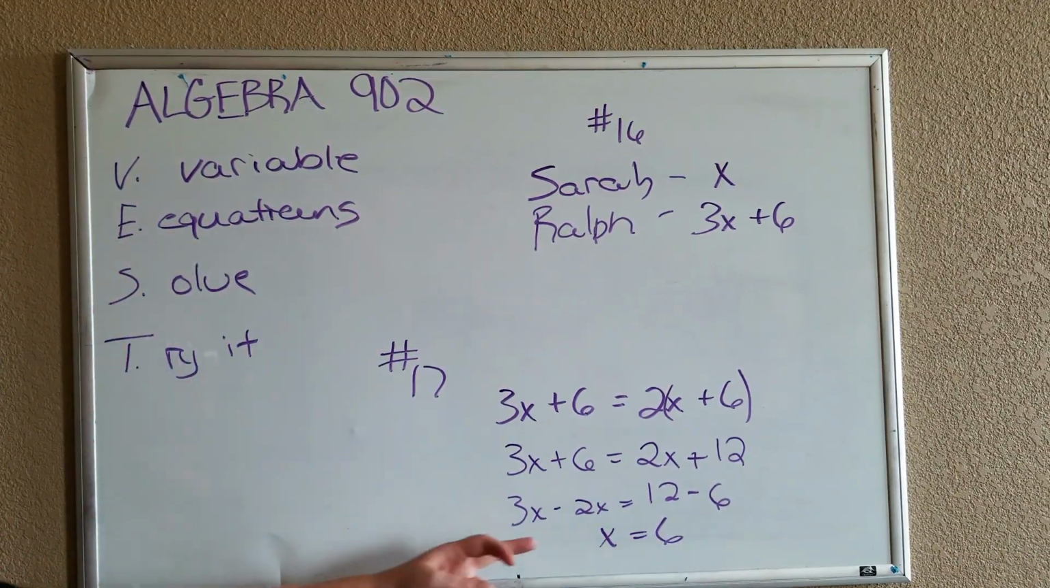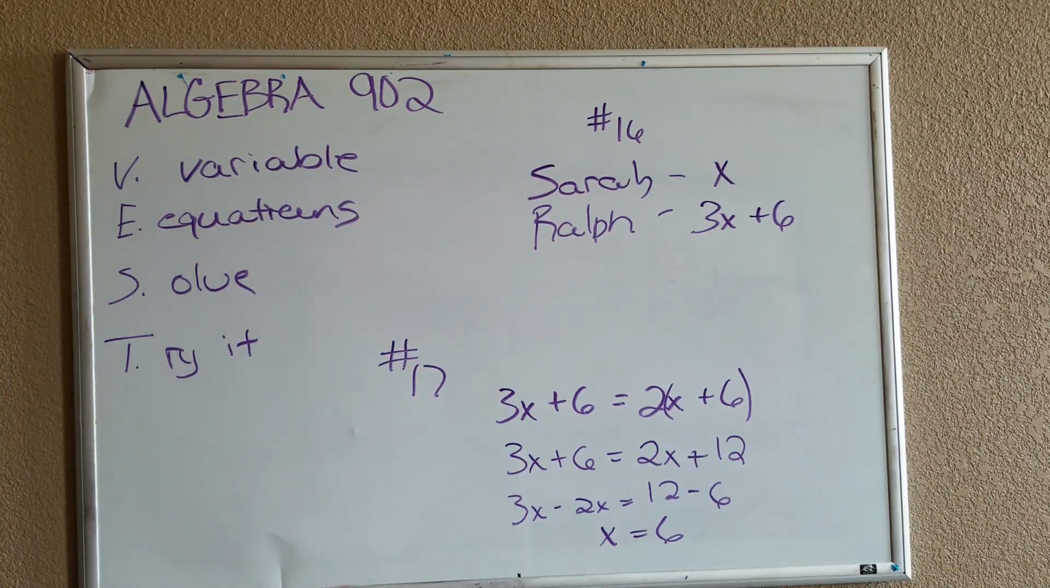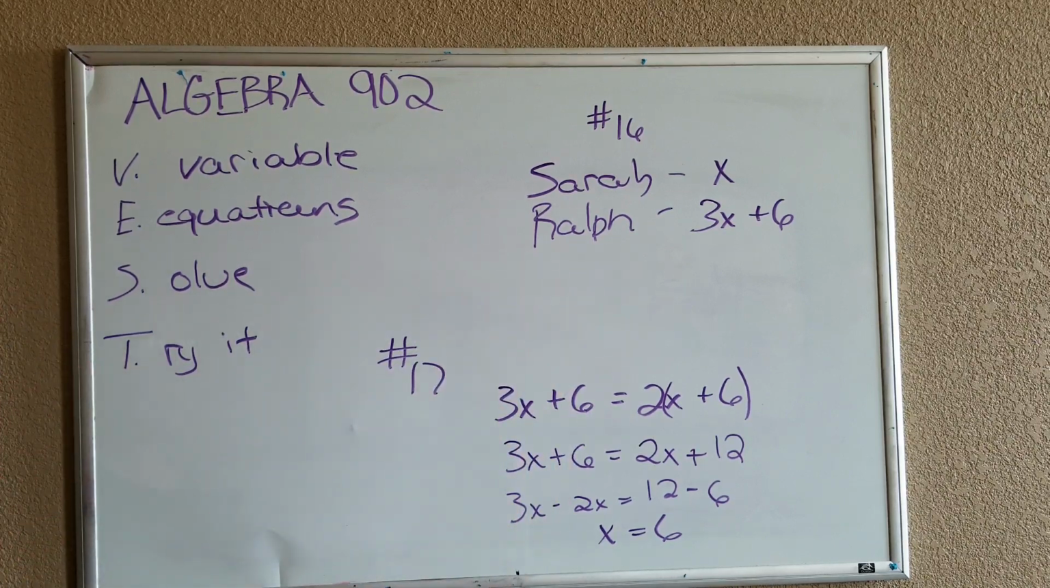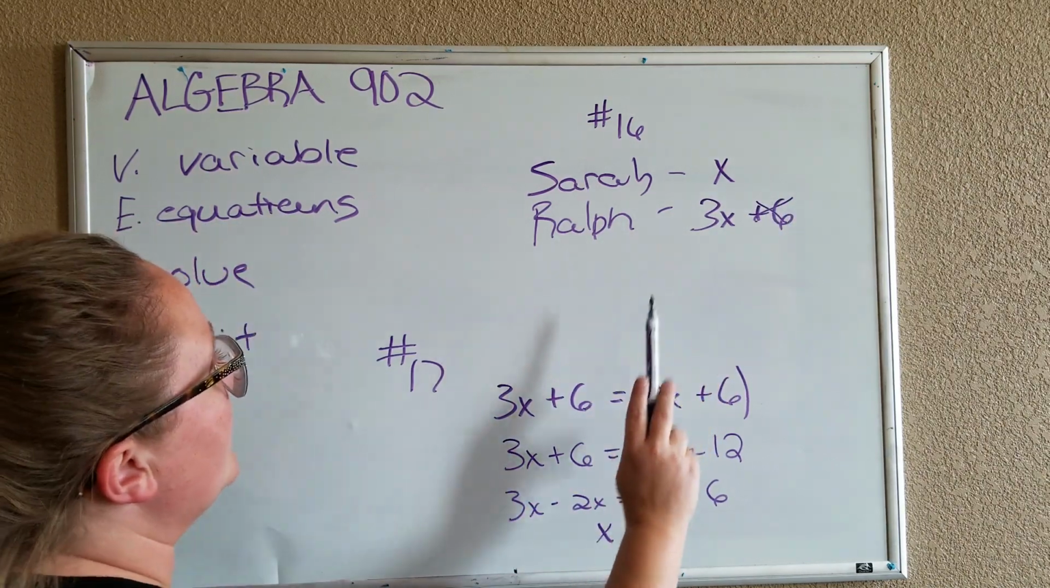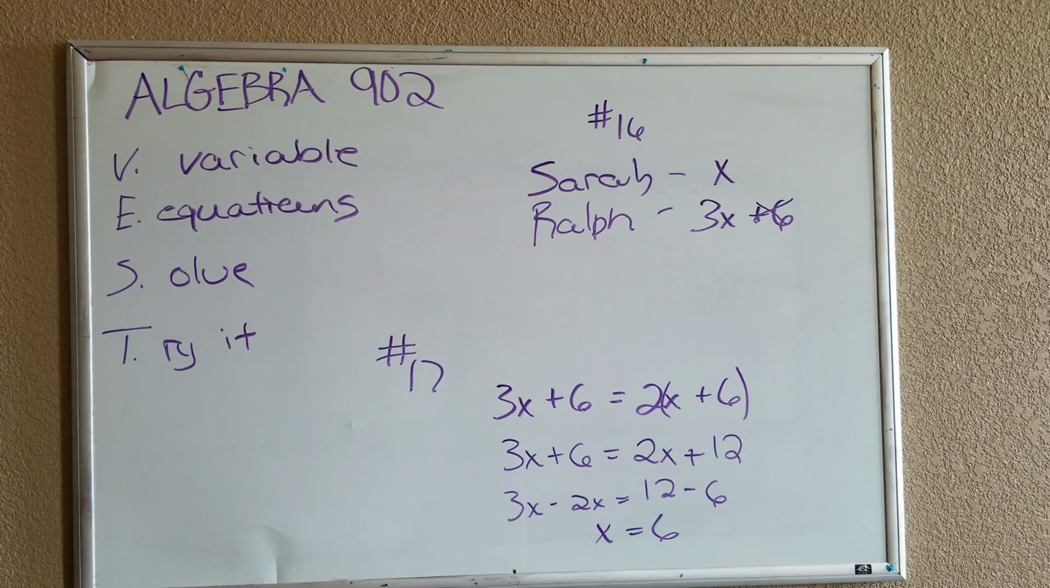So that tells us Sarah's age now. But they want to know, what is Ralph's age now? So remember, Ralph is 3 times as old as Sarah. Not in 6 years. We don't want to deal with that right now. Right now, Ralph is 3 times 6, which is 18. Ralph is 18 years old.